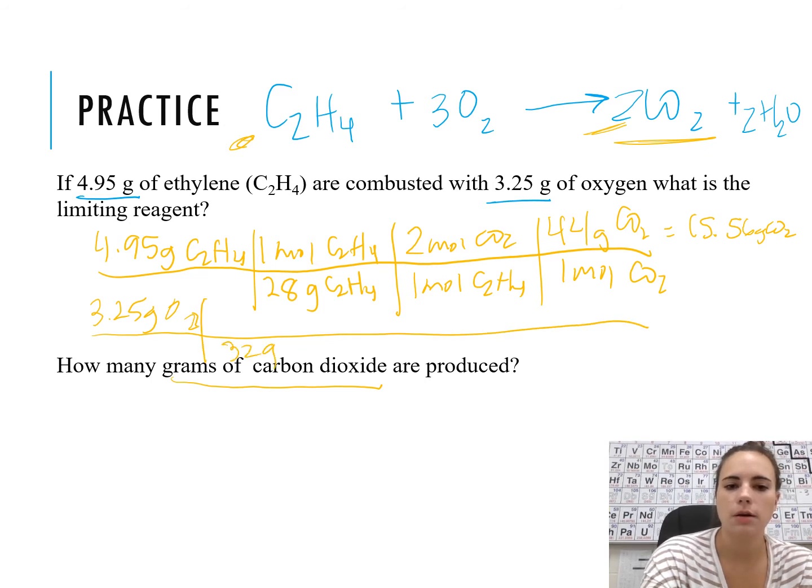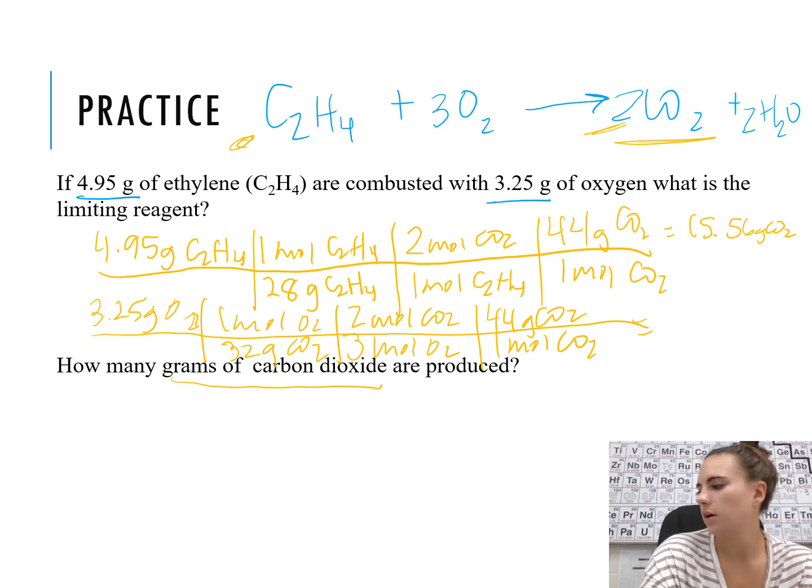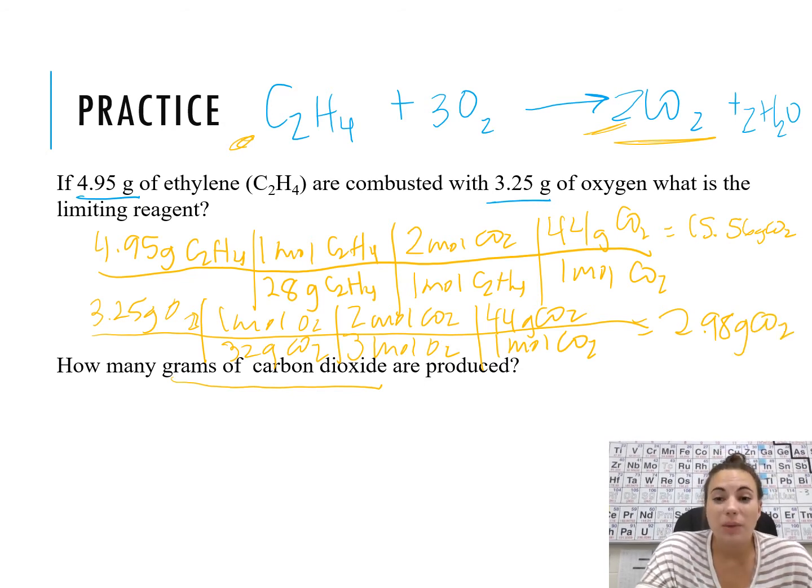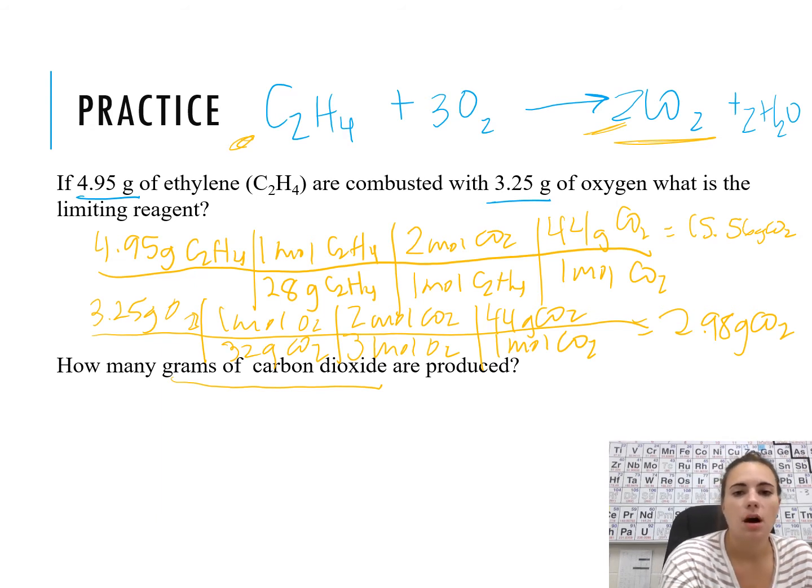So 32 grams of oxygen is in 1 mole of oxygen. My coefficients tell me that 3 moles of oxygen are equal to 2 moles of CO2. 1 mole of CO2 is equal to 44 grams. So I multiply across the top and divide by the bottom. I get 2.98 grams of CO2. Okay, so my starting amount of ethylene will make 15.56 grams, but my starting amount of oxygen is only going to make 2.98. So that means oxygen is my limiting reagent.